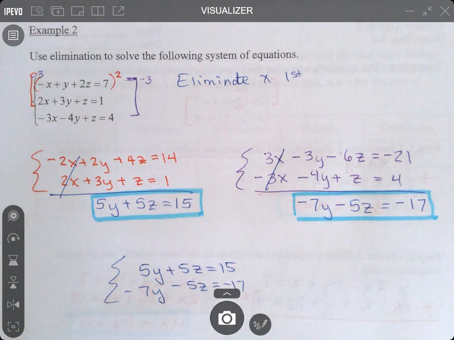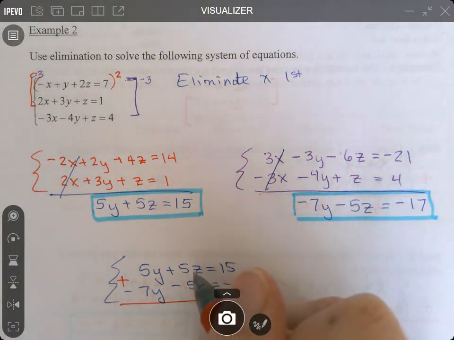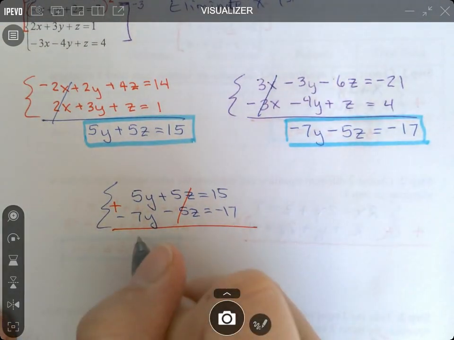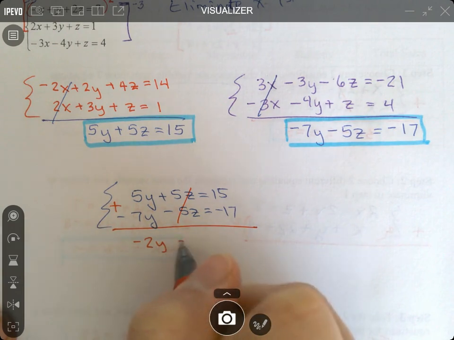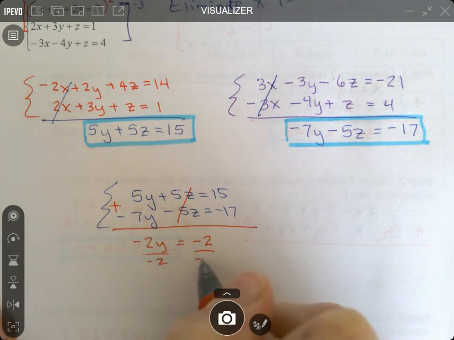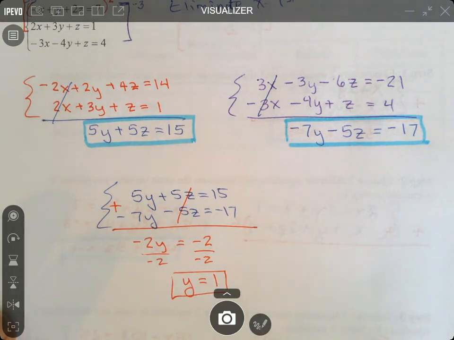So here it is. I'm going to add down. I prefer adding because I see it cancels the positive and the negative. And I end up with negative 2y equals negative 2. So what does y equal? Y equals positive 1. Okay, what else do I need to find? I need to find x and z. What should I find next?